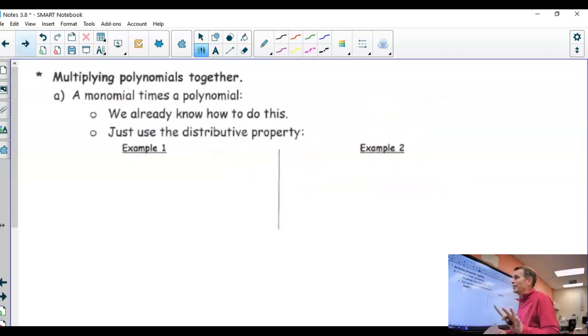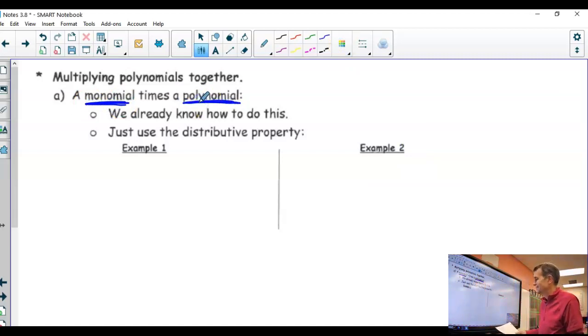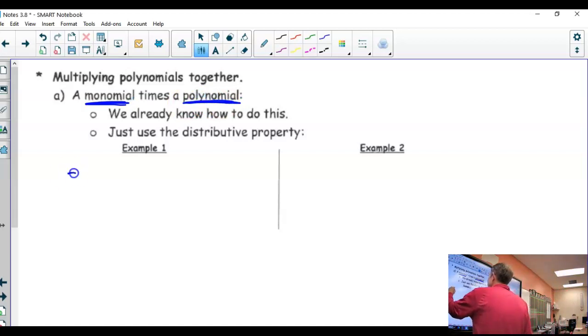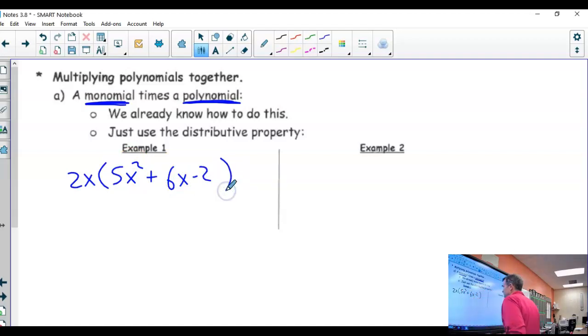All right. We have one more thing and we're done. Another quick one: multiplying polynomials together. I'll do the easy ones first, then I'll do a couple hard ones, and we will call it a day. So, if I am multiplying a monomial, which is one term, times any size polynomial, that might look like this: 2x times 5x squared plus 6x minus 2.